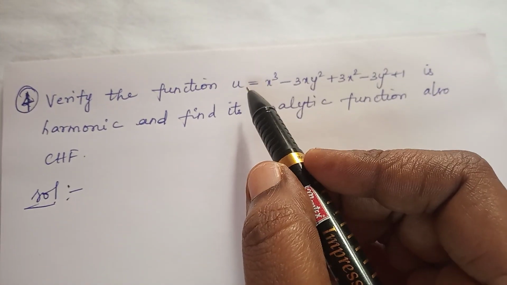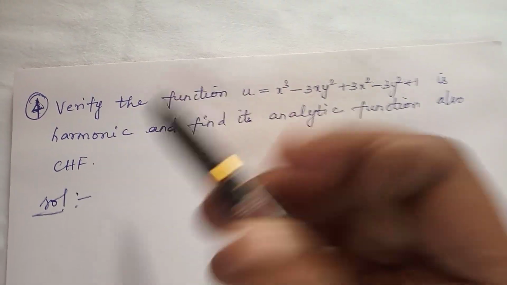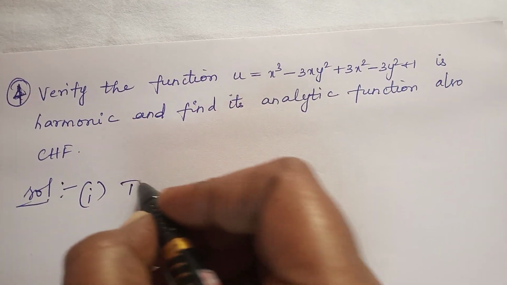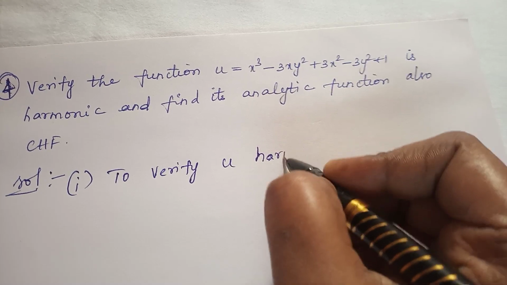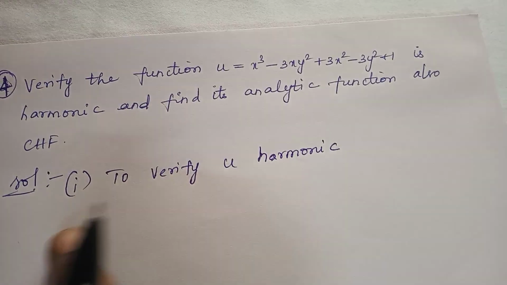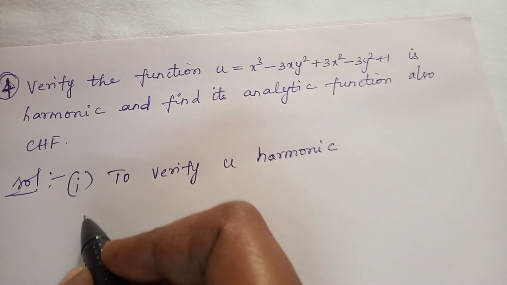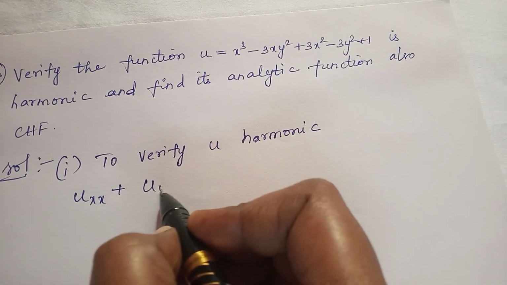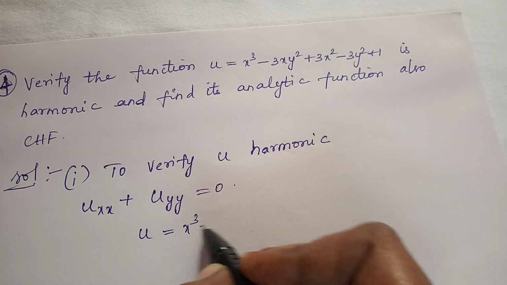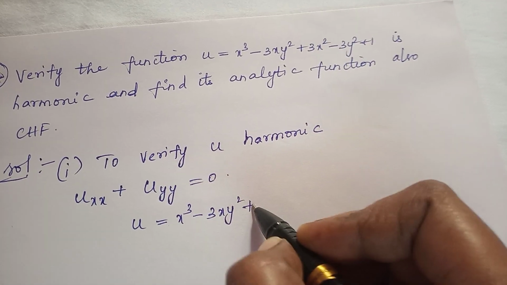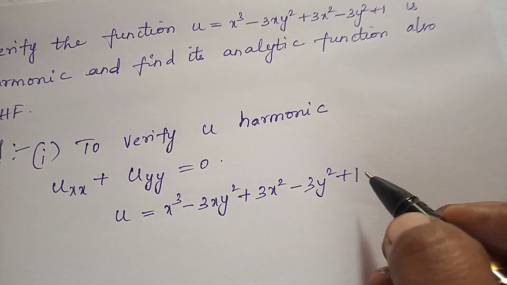So first one, as previous, you know how to verify that a function is harmonic. The first part of the question is to verify u is harmonic. 3 subdivisions have been given in this question. In that, first you have to verify the given function u is harmonic. This is actually like previous only. So to verify, you have to find uxx plus uyy equal to 0. So here what is your u given? U is x cube minus 3xy square plus 3x square minus 3y square plus 1.